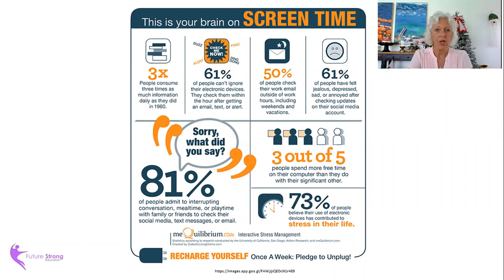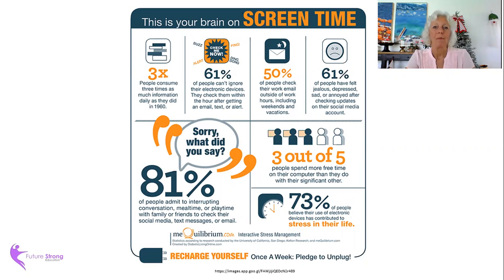So screen time. This is as much for us as it is about our children. In 1960, if you wanted some information, you might read a book or talk to somebody. Now we get 3 times as much information in one day because of Mr. Google.